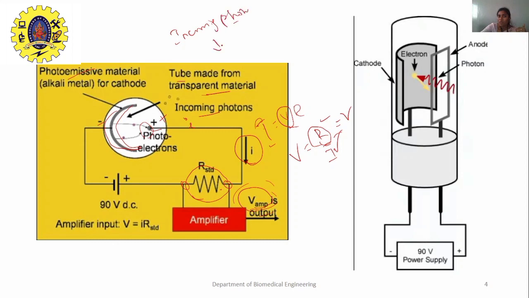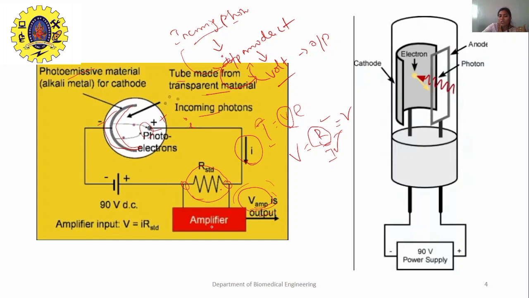Incoming photons are equivalent to what? Your anode current. So the anode current is being converted into voltage by means of Ohm's law, and that is the output. So incoming photons convert into anode current, the equivalent anode current, which in turn converts into an equal voltage signal. In this way we are converting the photons into electrical energy.